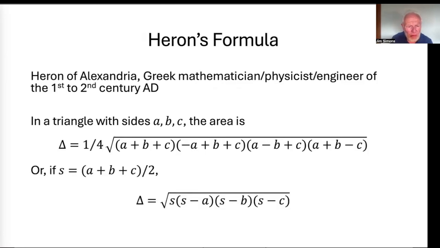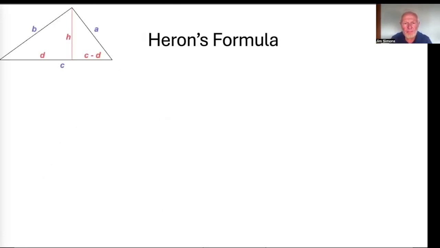And you'd often see it written this way. So s is the sum of a, b, and c, that is a plus b plus c, all divided by 2. And if you do that, then it takes this rather pretty form. And we often see it in that form. So let's see if we can prove that.